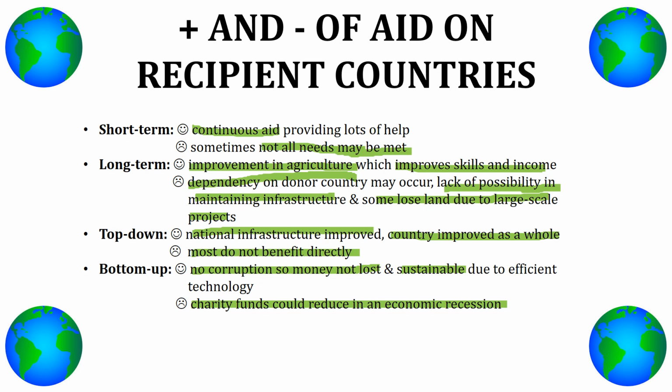Top-down aid is aid on a large scale, so the aid goes to the national governments. It does improve national infrastructure, and as a result, the countries improve as a whole. But unfortunately, most do not benefit directly.